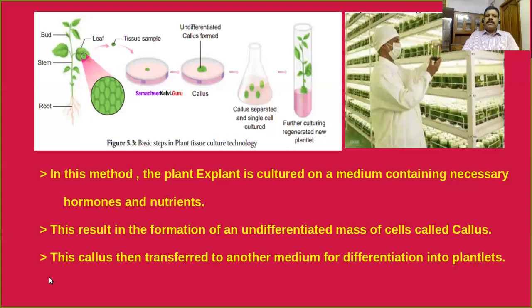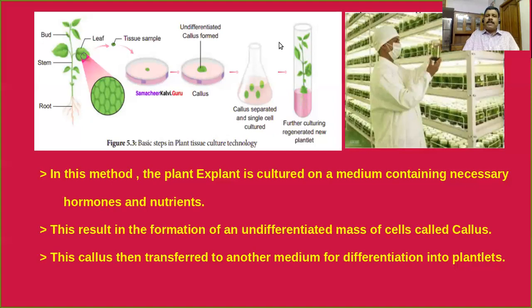Dear students, this callus is then transferred to another medium for differentiation into plantlets. This callus is again cut into pieces and transferred to another medium which has rooting and shooting hormones. Because of the presence of rooting and shooting hormones, the production of root and shoot takes place from the particular tissues. As a result, it is converted into a fully developed plantlet.